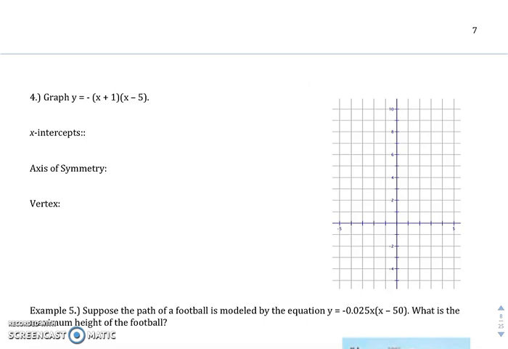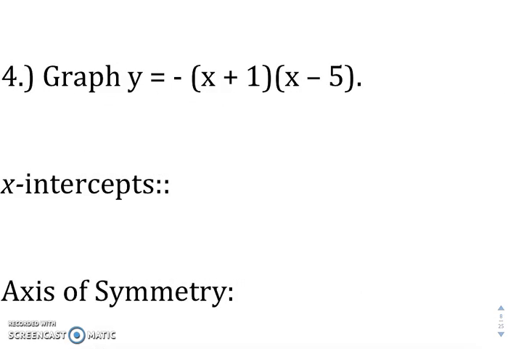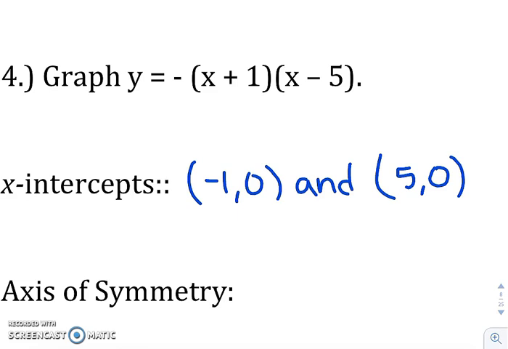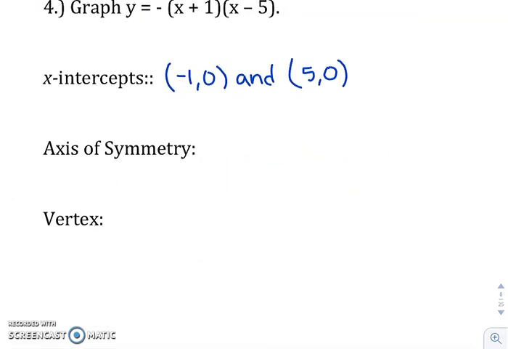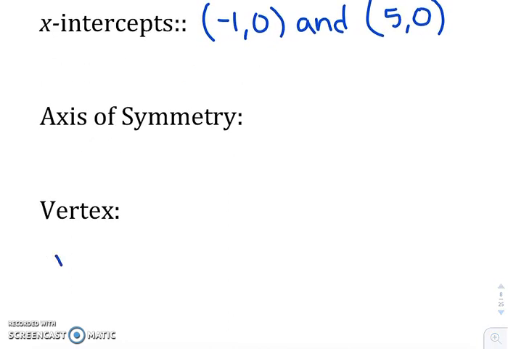y equals -(x plus 1)(x minus 5). So the x-intercepts are going to be (-1, 0) and (5, 0). So if we're trying to find the axis of symmetry, it's just going to go through the x value of our vertex. So let's find that x value of our vertex. Let's do -1 plus 5 over 2. So that becomes 4 over 2, which is 2.